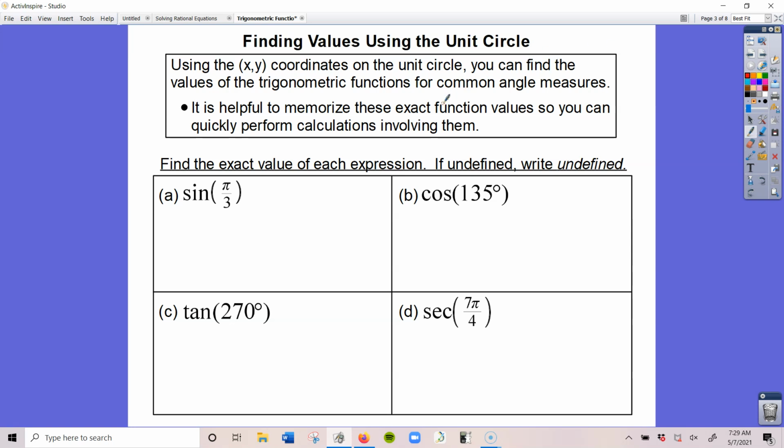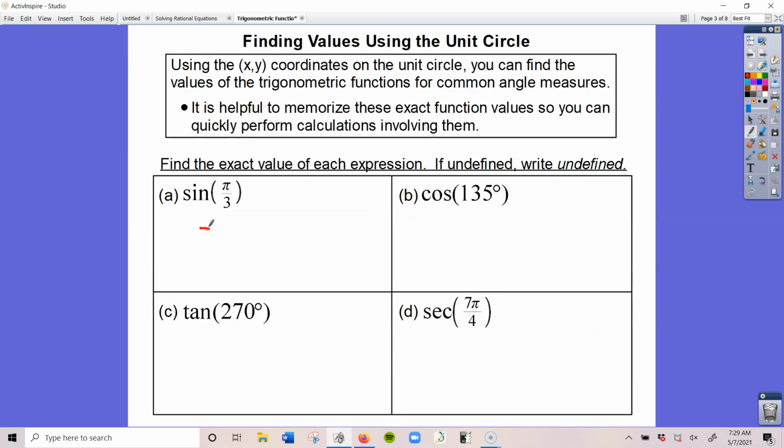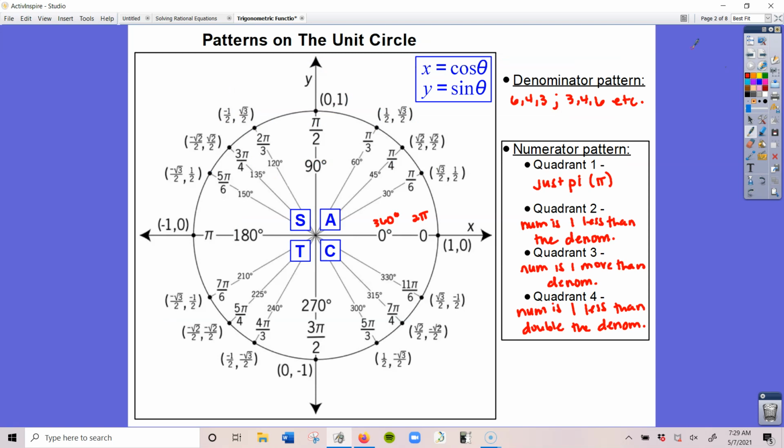First, we have the sine of pi over 3. If I want to find the sine of pi over 3, that means I'm going to look here at my unit circle. Here's pi over 3, and I get square root of 3 over 2. So this sine value will be the square root of 3 over 2. If I ask you for the cosine value of 135 degrees, again, we look at the unit circle, we look for 135, and I'm looking for cosine, so that will be the x value, which is, oops, I'm at the wrong angle, over here, negative square root of 2 over 2.